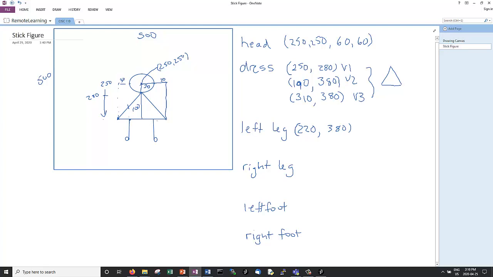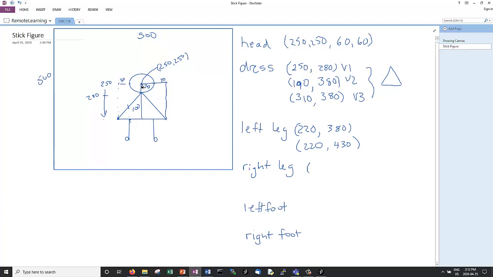So that would be the top point for my leg. The bottom point would be at the same X position. So it would be 220. And my Y position would be 380 plus some number of pixels for the leg. Say the leg is about 50 pixels. So it's about 430.